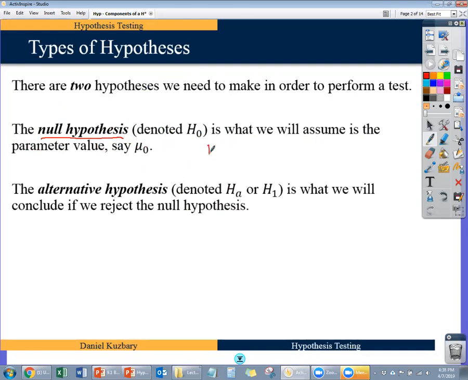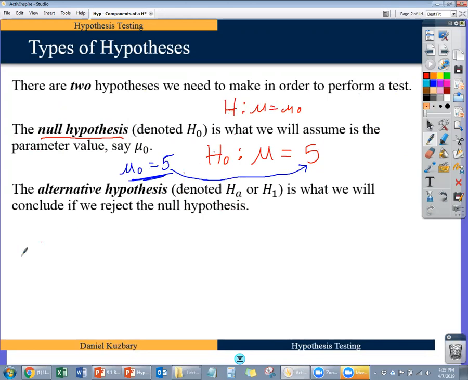Usually we would denote it with an H with a little 0 down there, and we would say, let's just assume that mu is equal to some value like 5, in which case we would call 5 mu naught. So the little 0 notation means that this is the value of the mean that we're assuming under the null hypothesis. We'll call that mu naught. So in general, you could write this as mu equals mu naught for the null hypothesis. We're going to assume this is true the whole time.